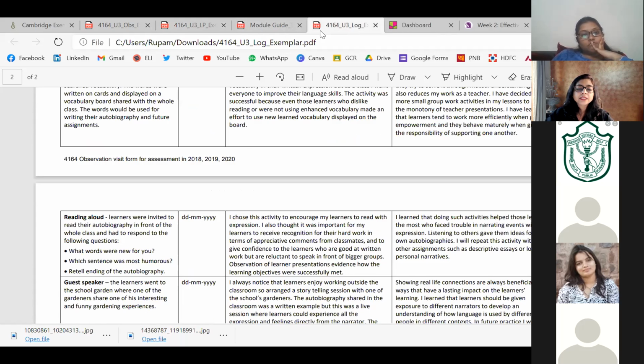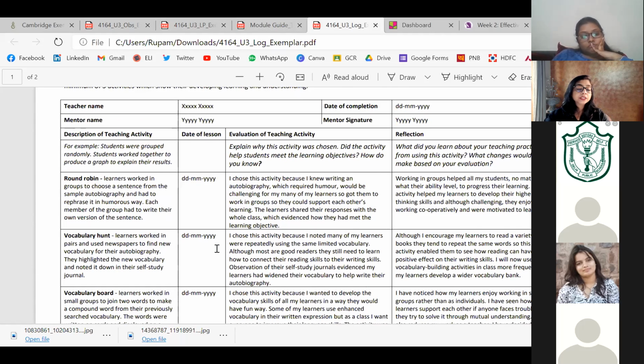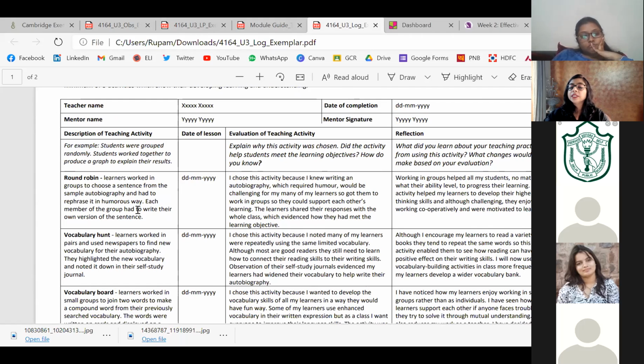I'll now share the activity log with you. So the activity log looks like this. I'll take you through some of the activities which this teacher has listed. The teacher listed many activities here, from the previous period or maybe the following period. One of them is round robin, which she has covered in this lesson.